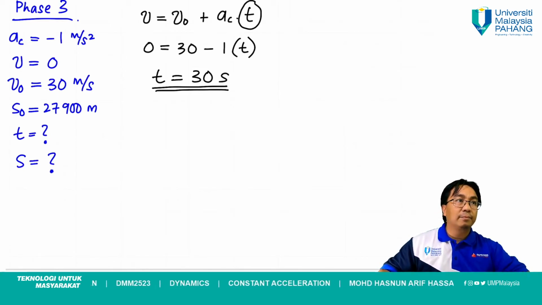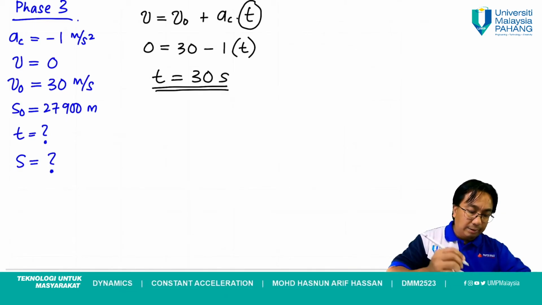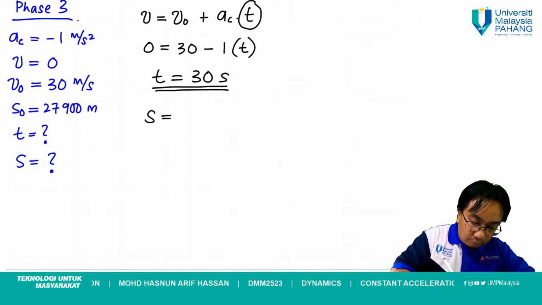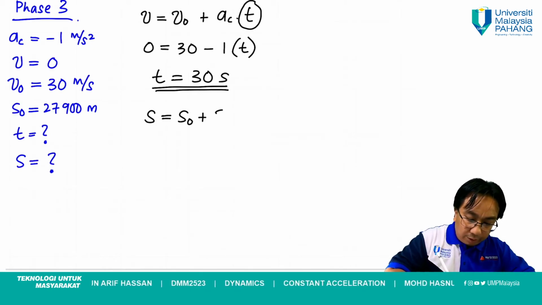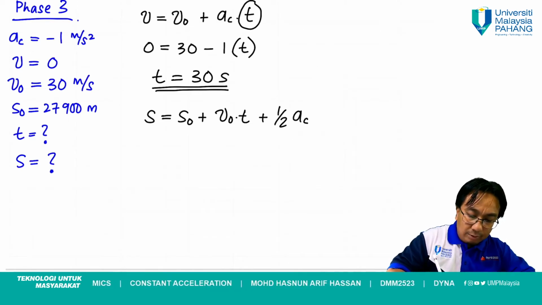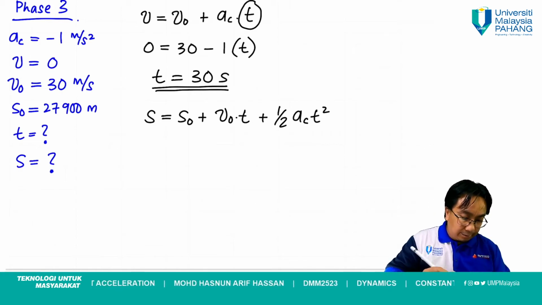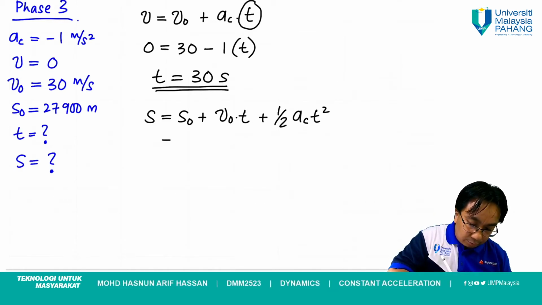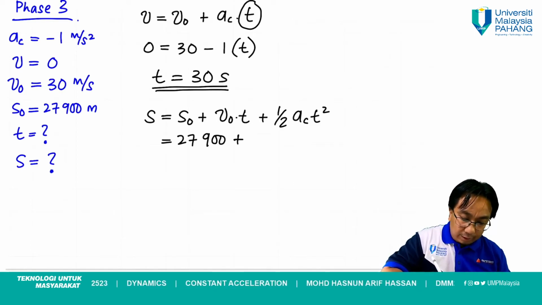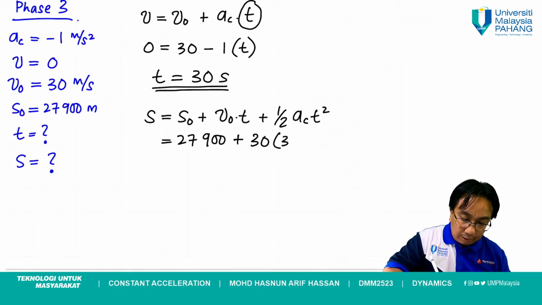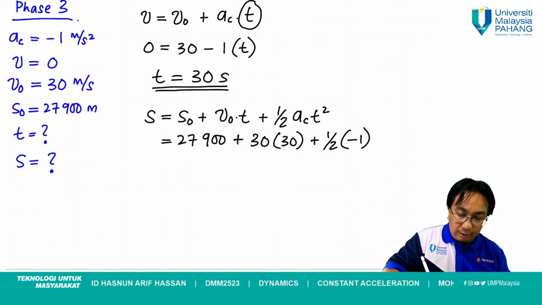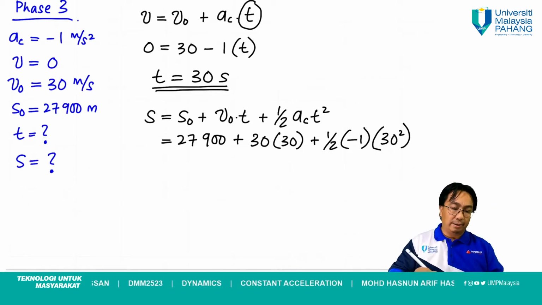Semua boleh follow? Okay, good. Alright, so last part of the equation now is to calculate S. So we have S, the equation is S is equal to S naught plus V naught times T plus half ACT square. Okay, so S kita nak cari, S naught kita dah ada, so this will be 27,900 plus V naught kita 30, time kita dah kira di atas ni 30, plus 1 over 2, AC is minus 1 dan T is 30 square. Okay, so this will be our S.